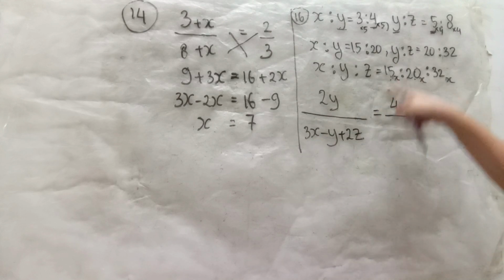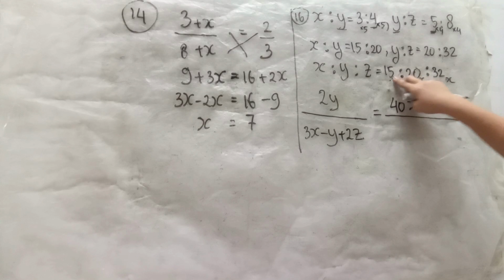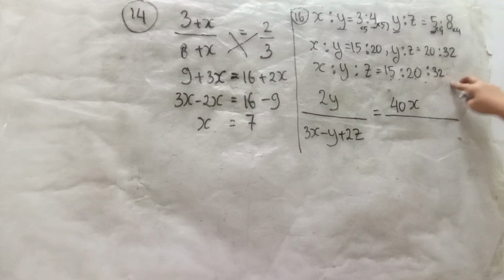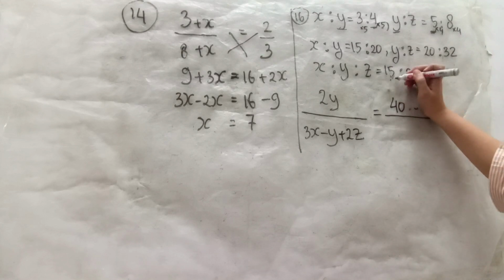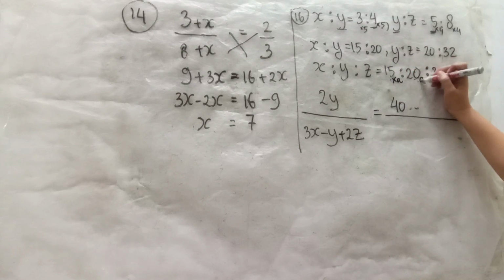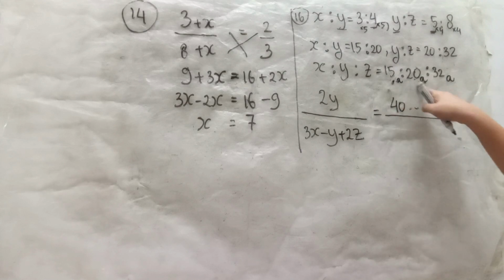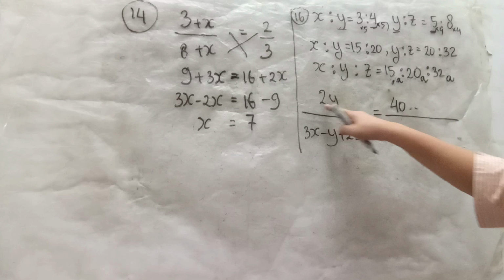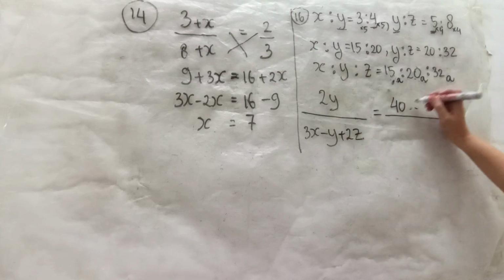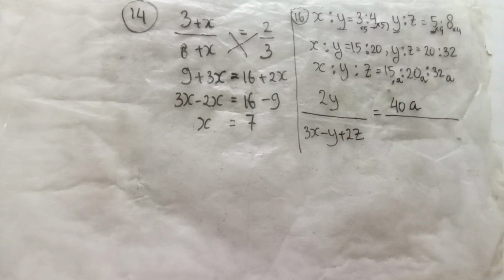3x, 3 times 15. Okay, here x, yes, so just change, don't make it x. We make it with another letter only. Maybe we make it become a. So here 15a, 20a, 32a. So 2y, 2 times 20a, 40a.